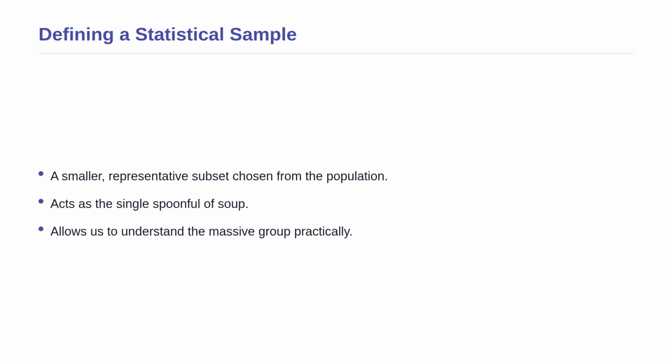Because we can't possibly measure every single member of a population, we must select a sample. Think of the sample as that single spoonful of soup. A sample is a smaller, representative subset, carefully chosen from that larger population. The key word here is representative. Just as you must stir the soup before tasting it, a sample must accurately reflect the diversity of the entire population to be useful. By analyzing this smaller subset, we can draw highly accurate conclusions about the whole group without needing to examine every individual.